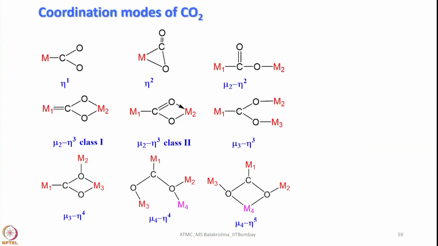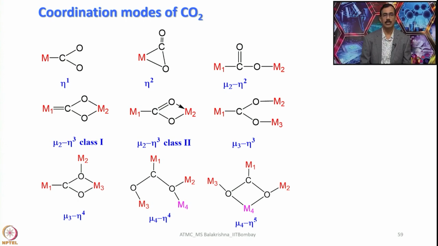Now, let us look into all possible coordination modes of CO2, and this is very important, you should remember. So, when you want to activate carbon dioxide or when you want to reduce carbon dioxide and when it approaches a metal and how it interacts, one can see here, and it can also bind in eta 1 fashion simply in this way, or it can also bind in eta 2 fashion.